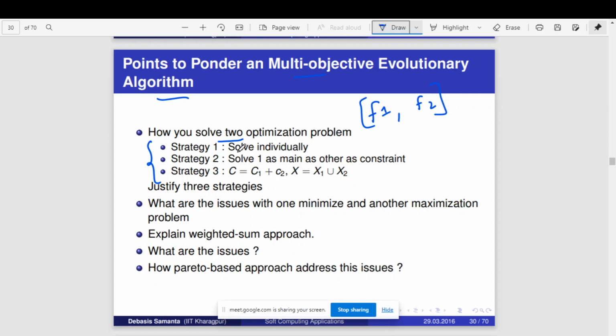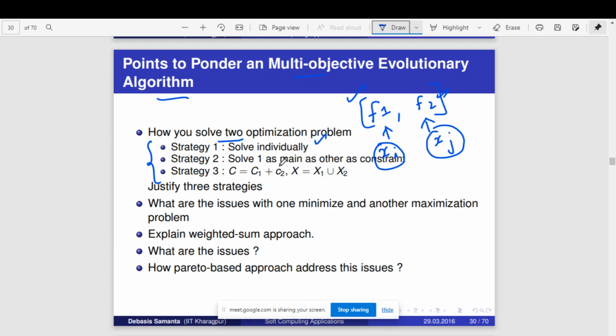The first strategy says: solve f1 separately and solve f2 separately. When you solve f1 separately, identify the best answer, and when you solve f2 separately, identify the best answer. Maybe when you solve f1 separately, the best answer may be xi, and when you solve f2 separately, the best answer may be xj. Now you have to identify which will be the best answer, how to identify the best answer. So this is the first technique.